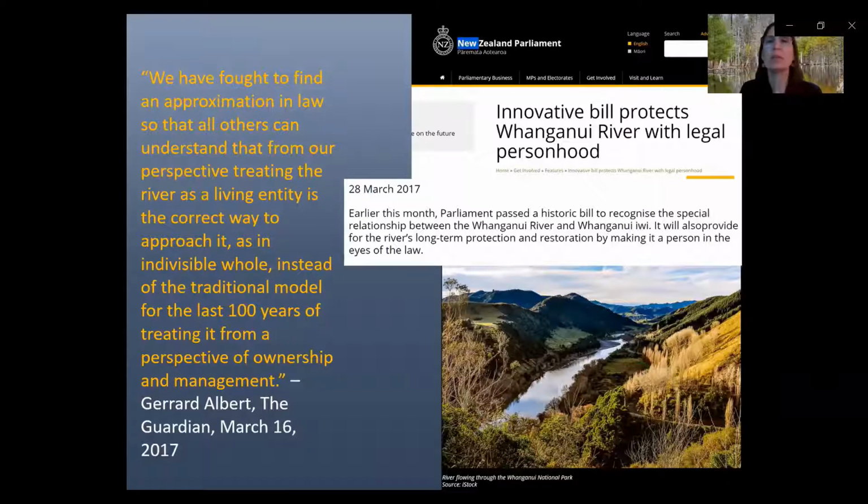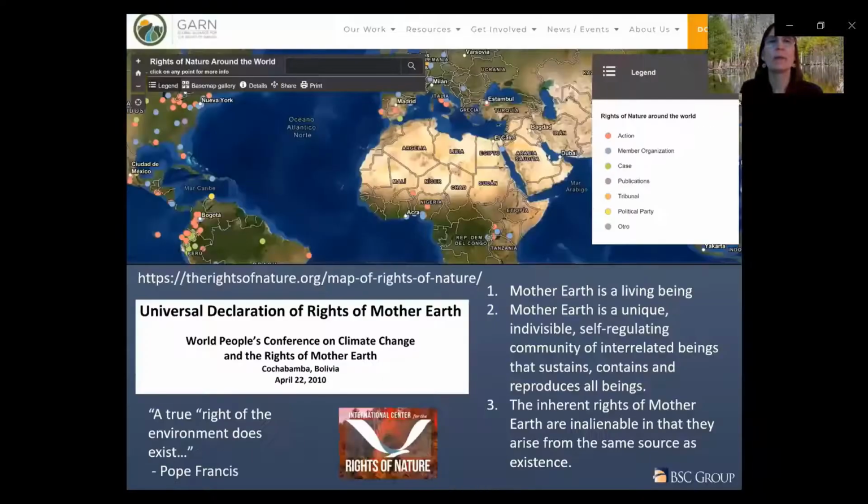The Whanganui iwi have been advocating for legal recognition of the river's rights and their relationship to it since the 1870s. It's believed that the Whanganui River is the first river in the world to be granted the rights of personhood. We can see several other examples around the world of the growing recognition of the rights of nature. For instance, in 2010, the Universal Declaration of the Rights of Mother Earth was issued at the World People's Conference on Climate Change and the Rights of Mother Earth in Cochabamba, Bolivia.